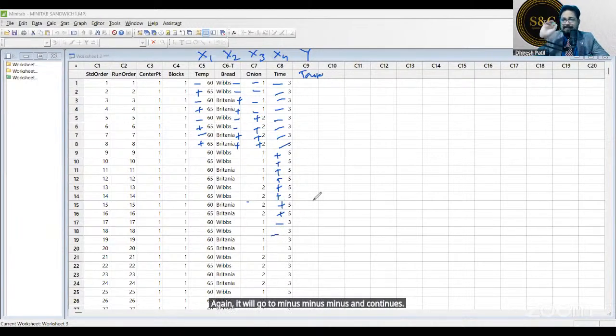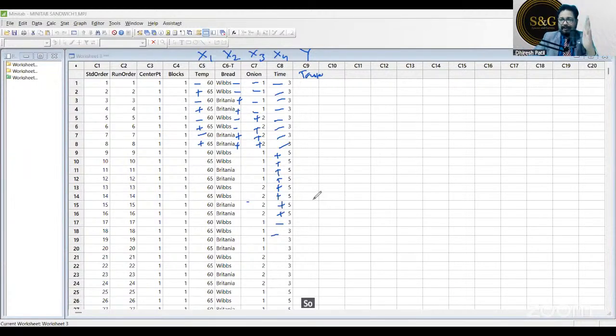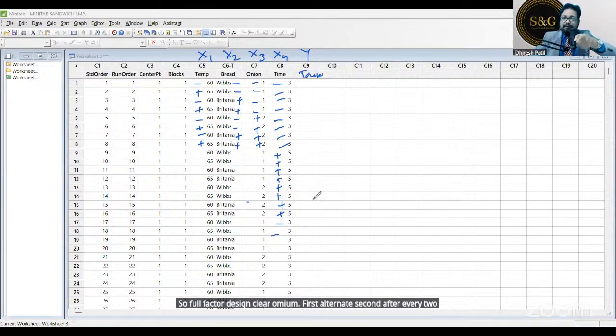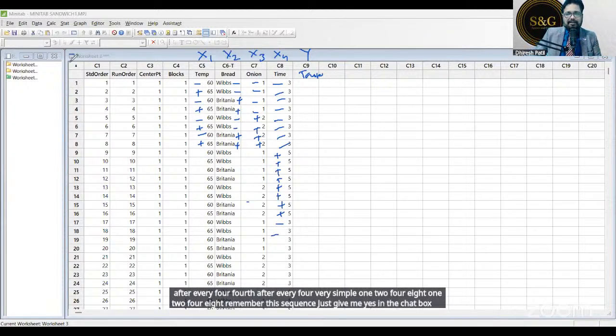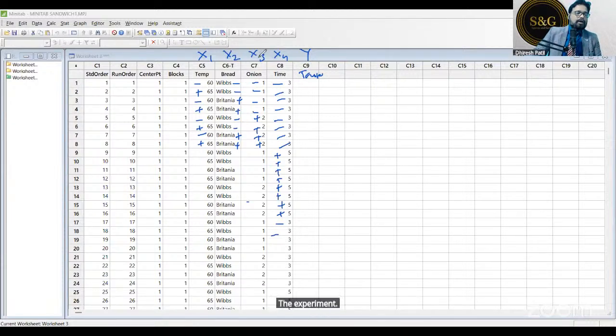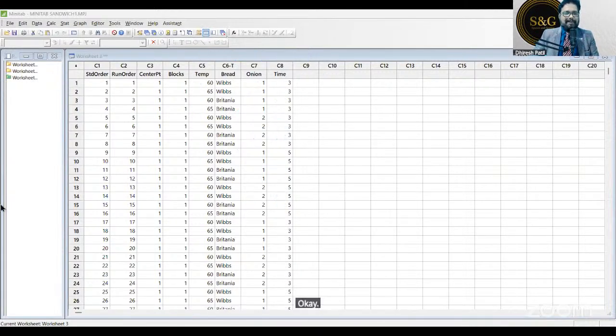Clear everybody? Just type yes in the chat box. So full factorial का design clear हो गया. First alternate, second after every 2, third after every 4, fourth after every 8. Very simple. 1, 2, 4, 8. Remember this sequence. Just give me yes in the chat box. Now you have to run the experiment and you have to find out the test. Okay. Now we will open that file and now we will do the analysis of the data.